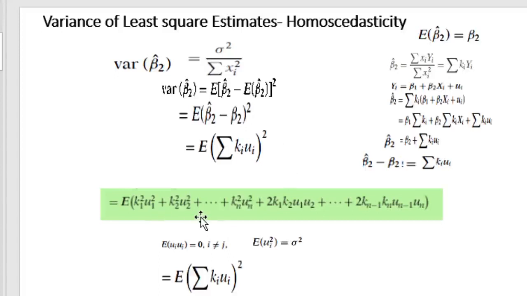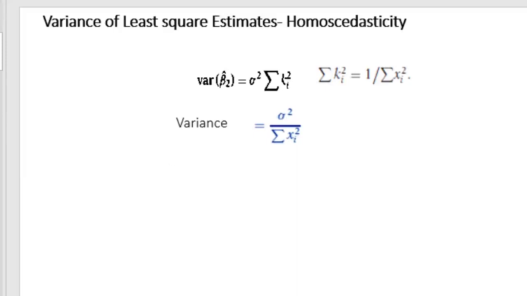This can be expanded as expected value of k1 square u1 square plus k2 square u2 square plus kn square un square plus 2 k1 k2 u1 u2 plus up to 2 kn minus 1 kn un minus 1 un, and apply the assumptions. Expected value of ui uj equal to 0 in this equation. The remaining portion we will get is the expected value of ui square equal to sigma square.